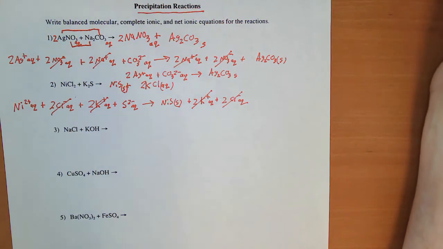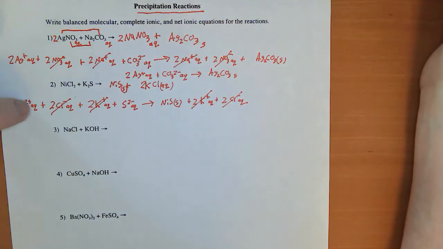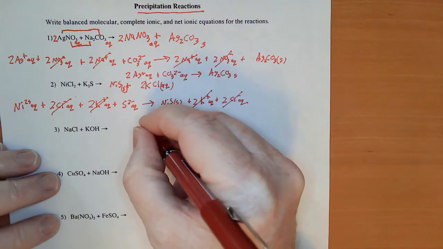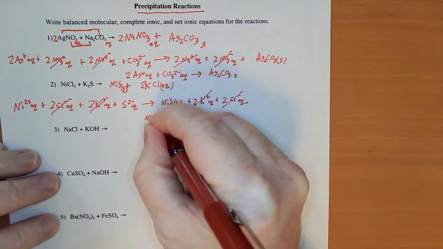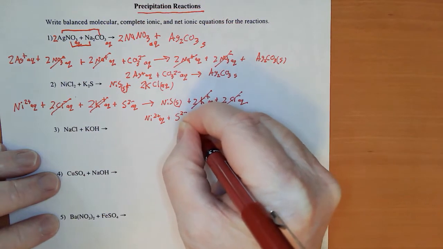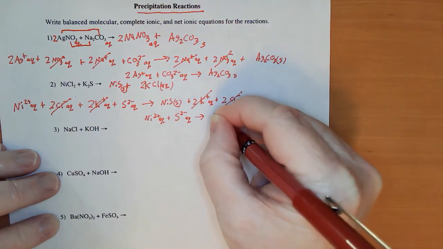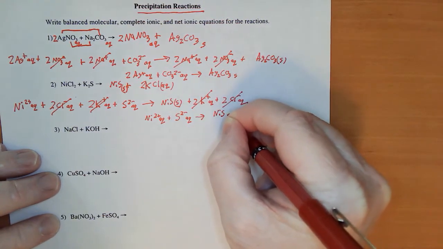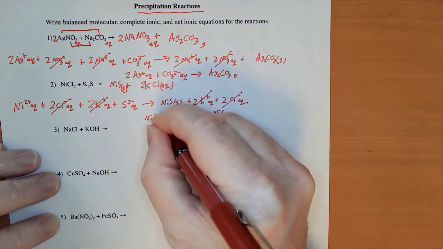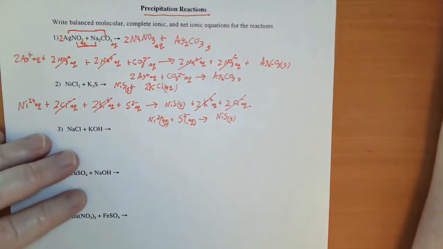They cancel out. I can get rid of them. These are the ions that actually changed, so that's what I'm interested in. In my net ionic equation, I have Ni2+ aqueous plus S2- aqueous to give me NiS as a solid. There you go. That's the second one.